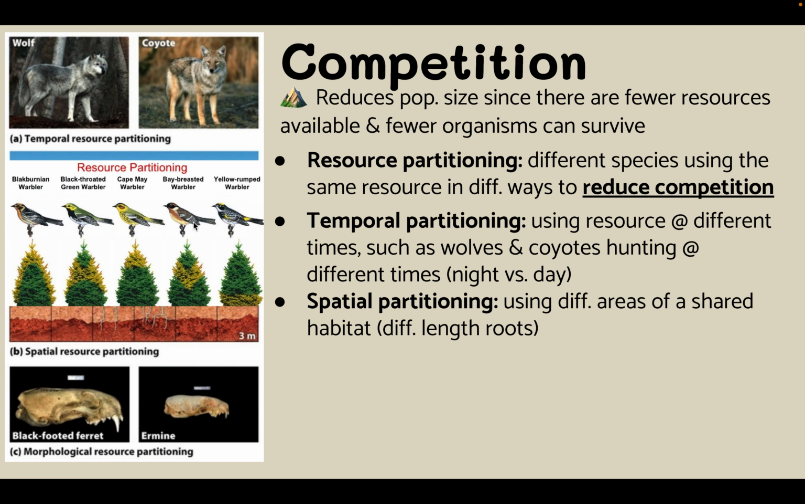Here's an example of resource partitioning, where the resources are used in different ways. This is a very, very common example. Again, this is spatial partitioning. These warblers, different types of birds, are on the same tree. But they will position themselves in these yellowy areas. This warbler hangs out at the top and along the edges, where this one hangs out at the bottom. That way they have access to food and shelter, but they're not competing with one another. They're getting everything that they need.